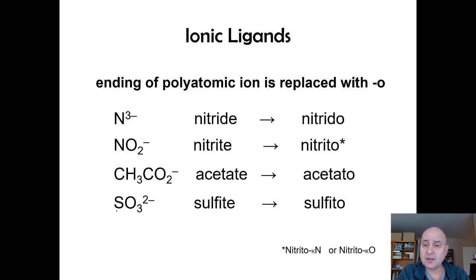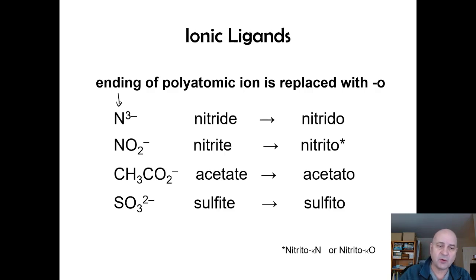Then we have ionic ligands. Most ionic ligands, we just replace the ending of the ion name with an O. So nitride, which is a single element that's charged, so we know the charge, 3-, that's predetermined, just turns into nitrido. Nitrite and nitrate both turn into nitrito and nitrato. If you're ever in doubt whether it's a special name or not, just use the O name ending. Acetate turns into acetato, sulfite into sulfito.